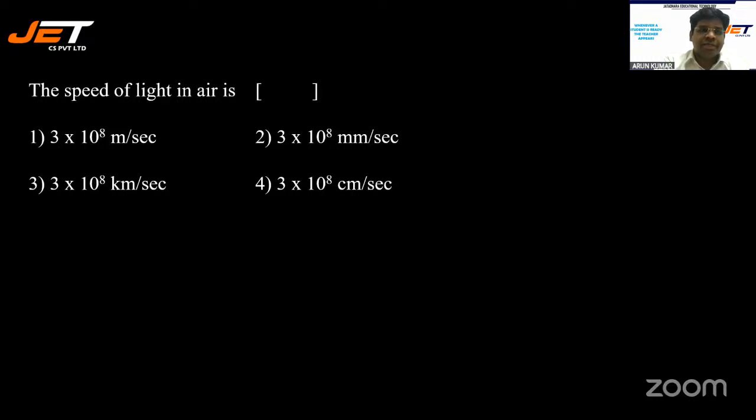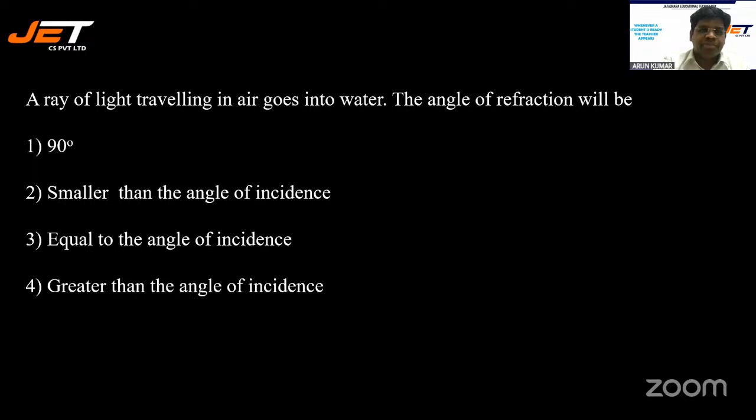Okay, speed of light in air is, this is a pretty easy question. It's a factual question, students. Note the units: 3 into 10 power 8 meters per second, 3 into 10 power 8 millimeters per second, 3 into 10 power 8 kilometers per second, 3 into 10 power 8 centimeters per second. So the speed of light in meters per second is 3 into 10 power 8, right?